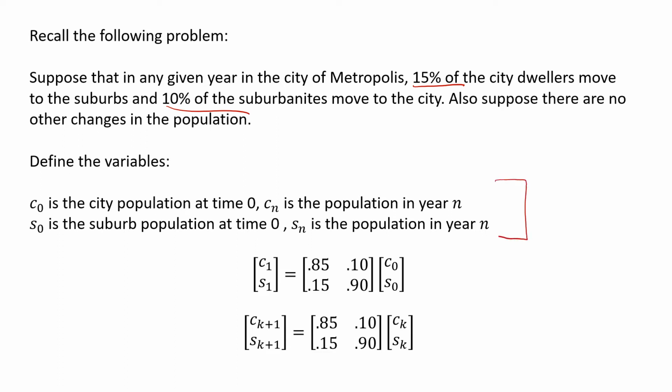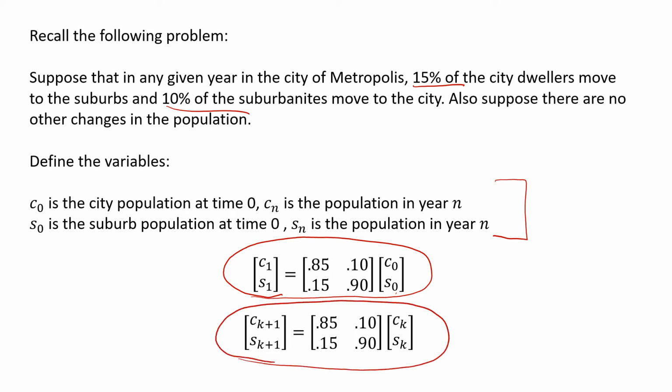So we define the variables for our city and suburb population for each year, and then we can get an equation that says, from year 0, we multiply by the matrix and we get what happens in year 1. And in general, if we know what the population is in any year, we can get what it is the next year by simply multiplying by that same matrix. So this is a problem that we've seen before.